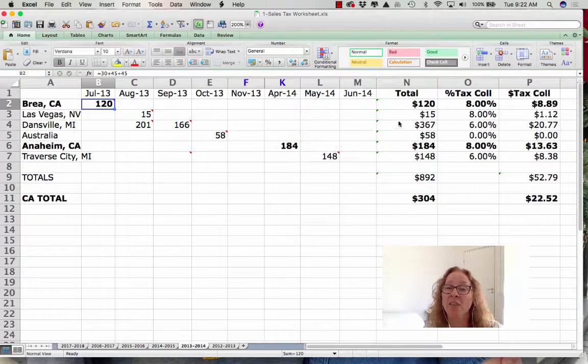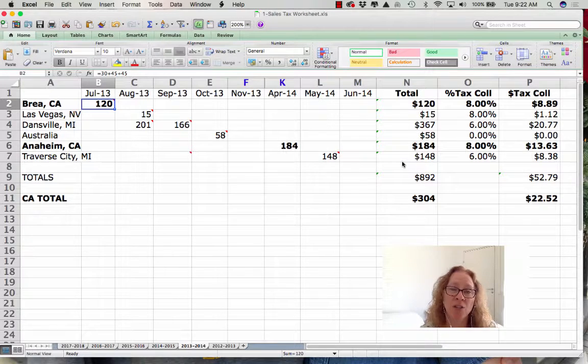Okay. So then after the last month of that tax year, so for my California spreadsheet, after June, I have a total column. So this is the total amount that I received from books that I sold in all the places that I sold for the whole year from July 1st, 2013 to June 30th, 2014. I sold $120 worth in Brea. I sold $15, one book, in Las Vegas, $300 here, $50 there. And so there's the total for every single location.